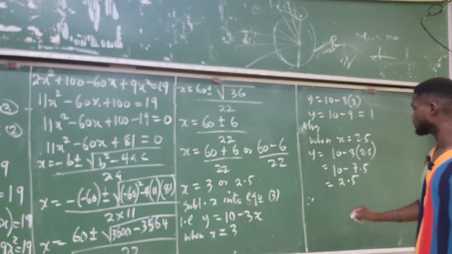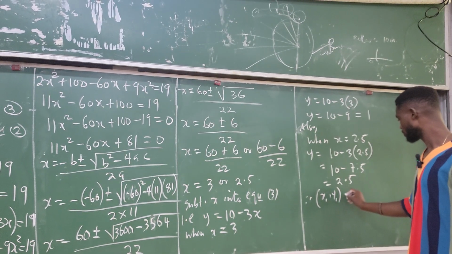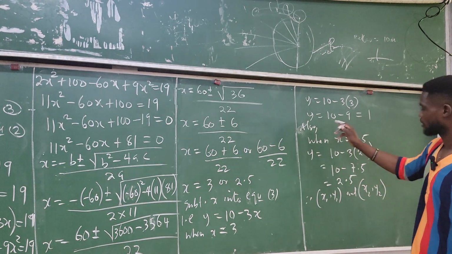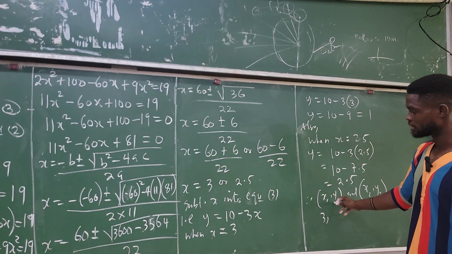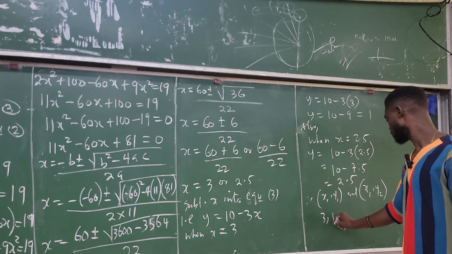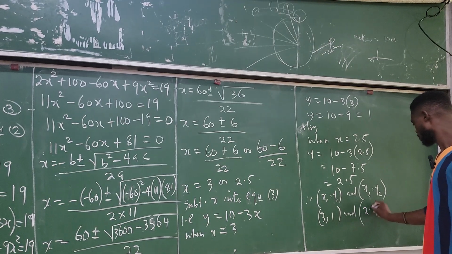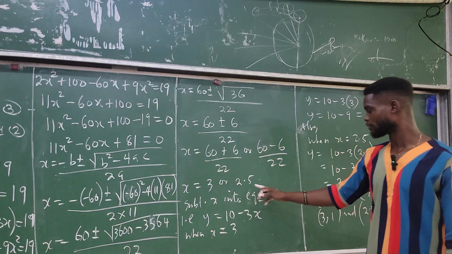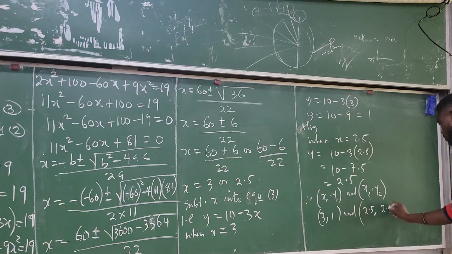Therefore, your answer is x is what? x1, y1, and x2, y2. So let's see. When x is what? Is 3. Y is what? When x is 3, y is what? 1. And when x is 2.5, y is what? When x is 2.5, y is also what? 2.5. So this is your final answer.